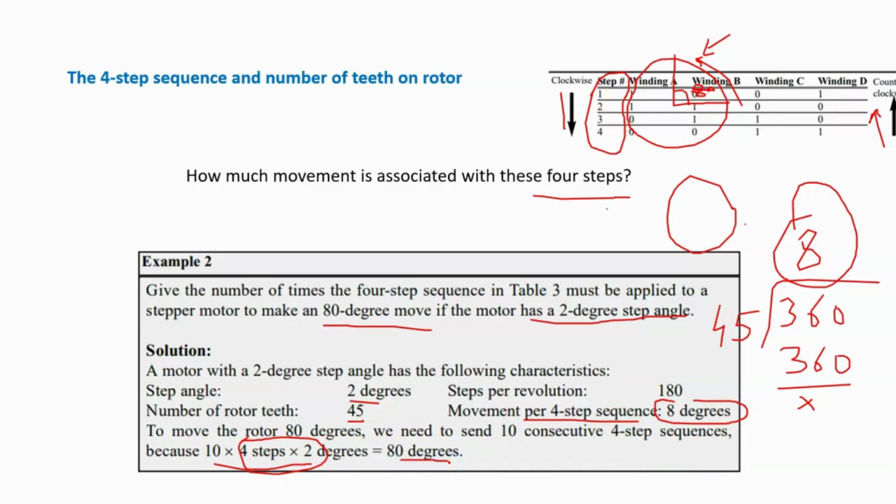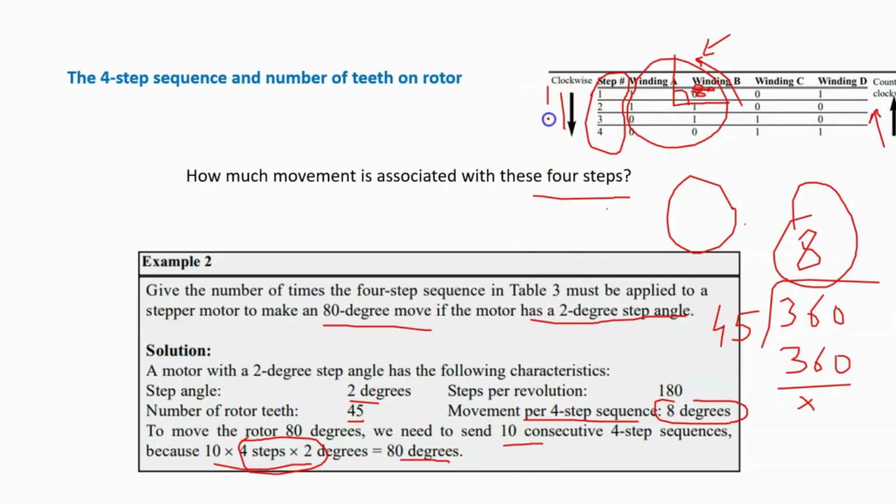So in this way we can achieve any other movement, like if we were interested to move for 96 degree instead of 80 degree, then how many times will we be applying this four-step sequence? To move for 96 degree, we will have to apply this four-step sequence 12 number of times instead of 10 times.